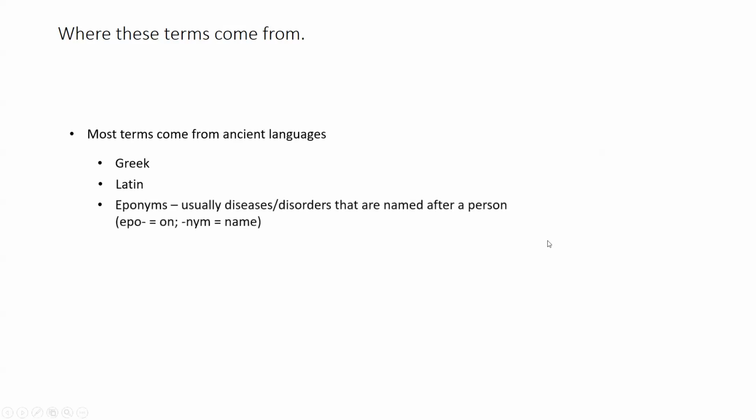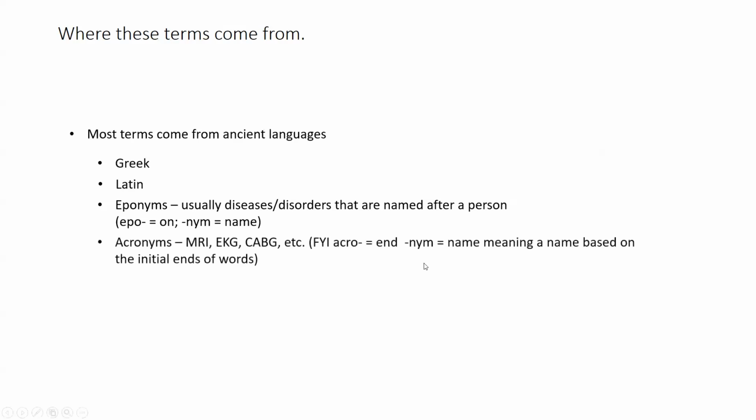There are also going to be eponyms. These are usually diseases or disorders that are named after a specific person. Epo means on and nym means name, so it's named on the person. So it can be named for the person who discovered it, like Alzheimer's disease, or it could be named for a very famous person who suffered from it, like Lou Gehrig's disease. Lou Gehrig's disease is ALS, amyotrophic lateral sclerosis.